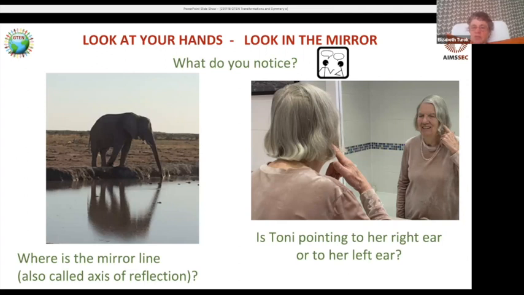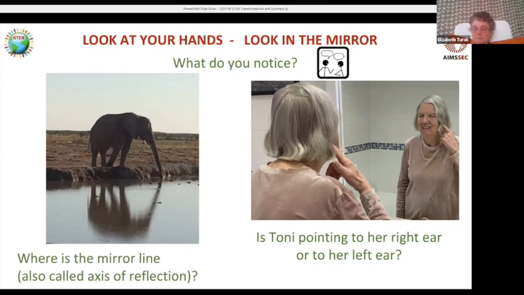Now look at the reflection of Tony in the mirror. Which ear is she pointing to? In the mirror, it looks like she's pointing to her left ear. So what's happening there? The mirror is reflecting back the image in front of it. So it doesn't take into account left and right. It just reflects back what it sees. In fact, it reverses the image, doesn't it? It turns left into right and right into left.